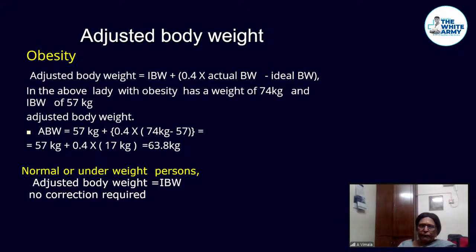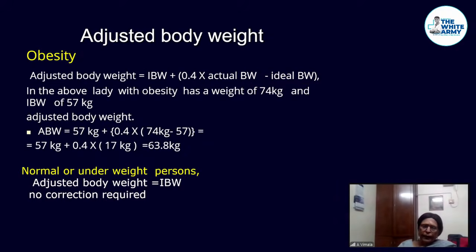So if the above lady with obesity has a weight of 100 kg, her ideal body weight 57 kg, the adjusted body weight would be 57 plus 0.4 into 100 minus 57, which comes down to 57 plus 0.4 into 43, that is 74. So remember, her actual body weight is 100, but the adjusted body weight is only around 74 kg. So when you write medicines, when you write fluids, it should be based on the adjusted body weight and not on the actual body weight.